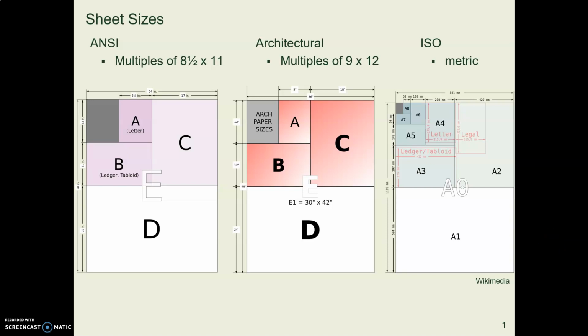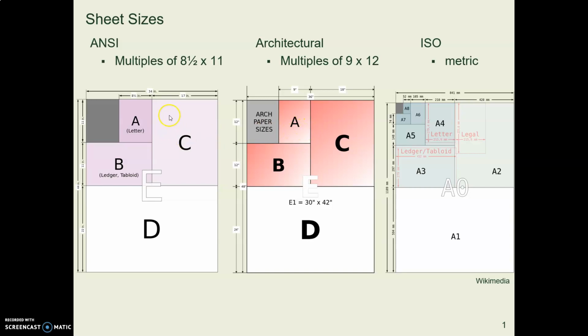Now we'll look at what the National CAD standard says about sheet size and about organizing our title blocks. Now, in the old days, people who did mechanical drawings tended to do sizes that were multiples of 8.5 by 11. And people who did architectural work did sizes that were multiples of 9 by 12.